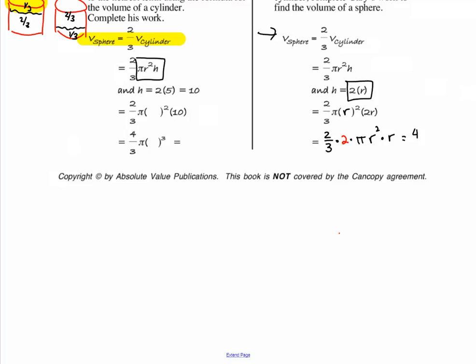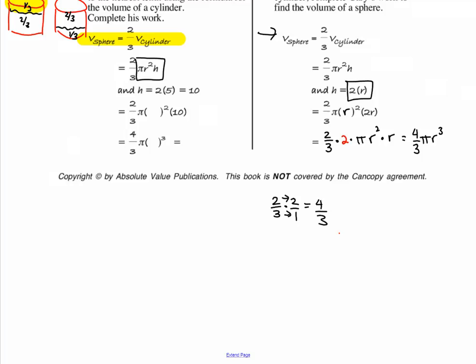4/3. 2/3 times 2, which is 2/1, is the same thing as 4/3, right? We go straight across with fractions. So 4/3 pi, and then r squared times r is r cubed. So that's the volume. That's the formula for the volume of a sphere. That's how it's developed, from the volume of a cylinder. We know that it fills up 2/3 of the volume of a cylinder. Do you need to memorize that or figure that out in the future?